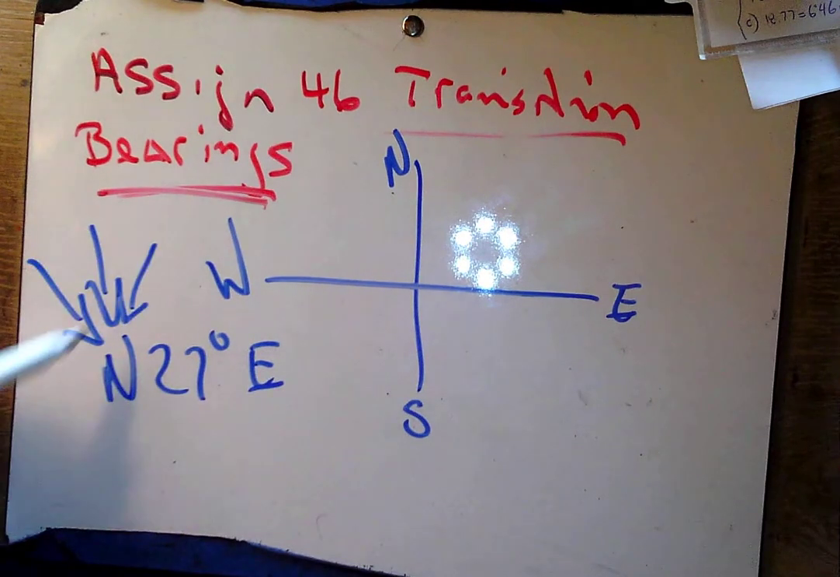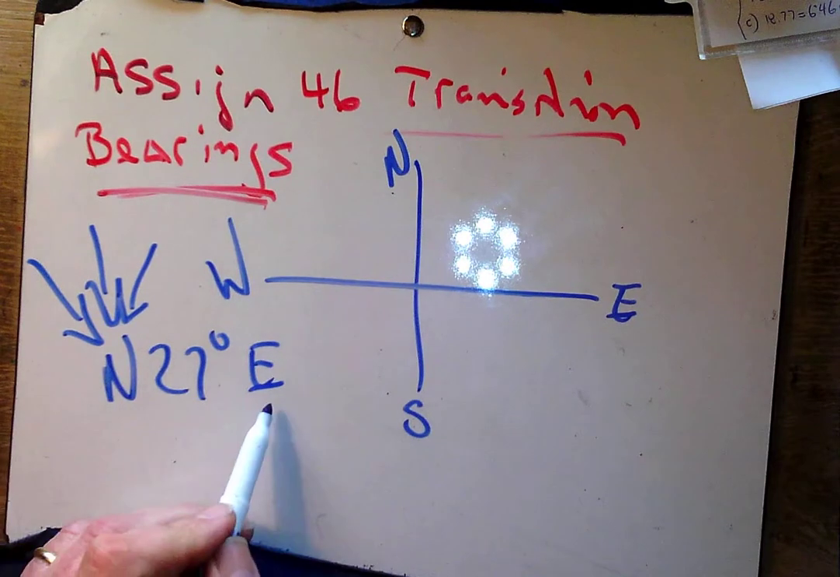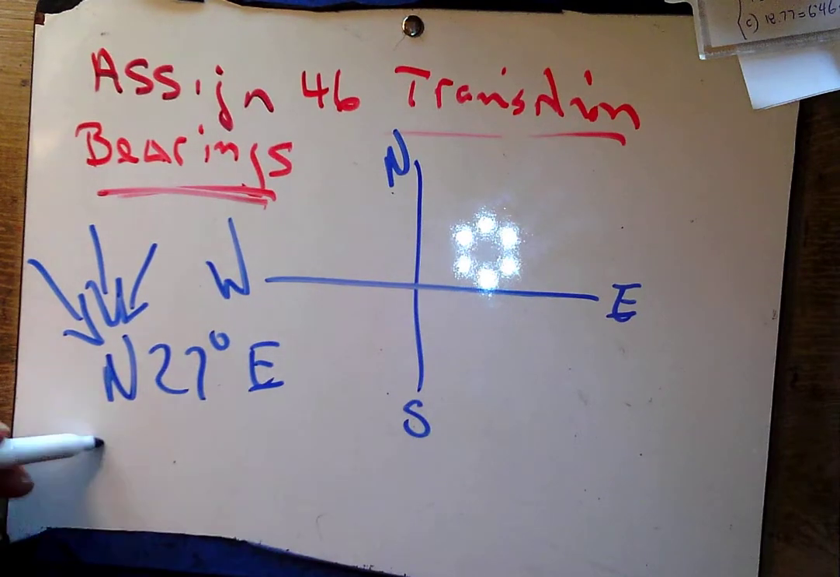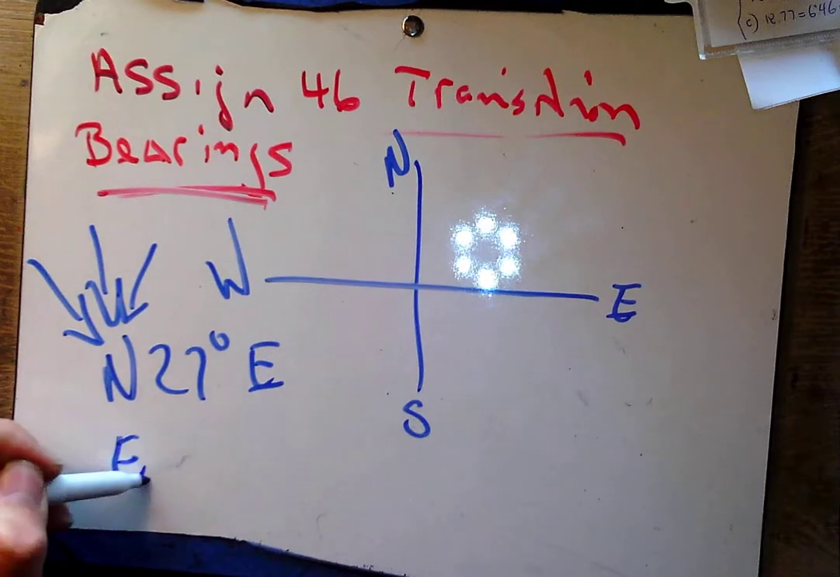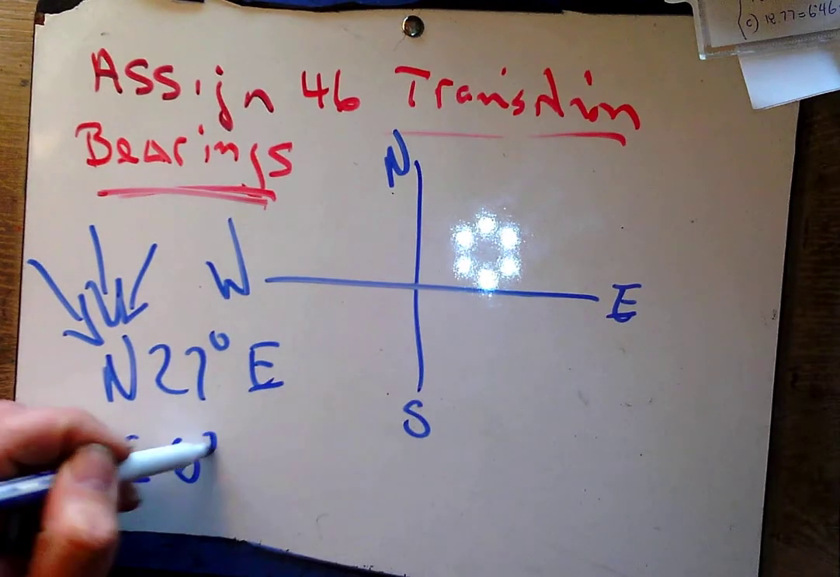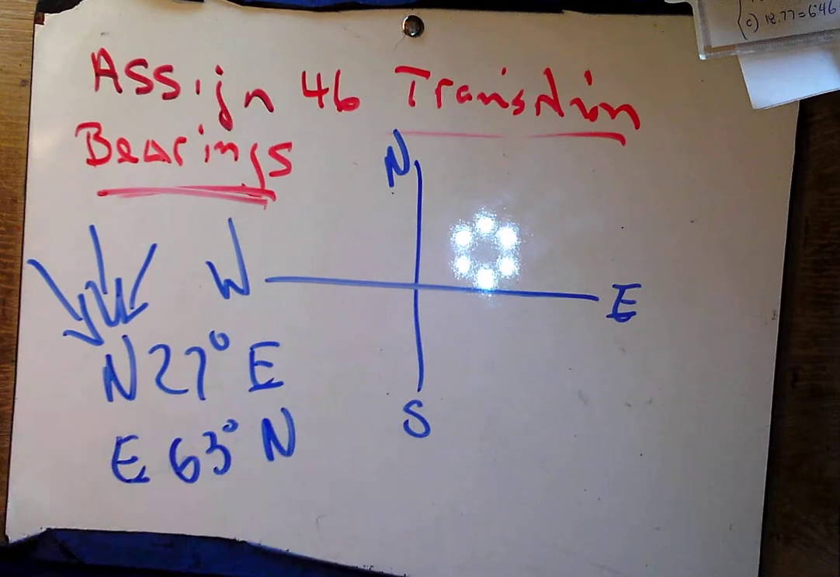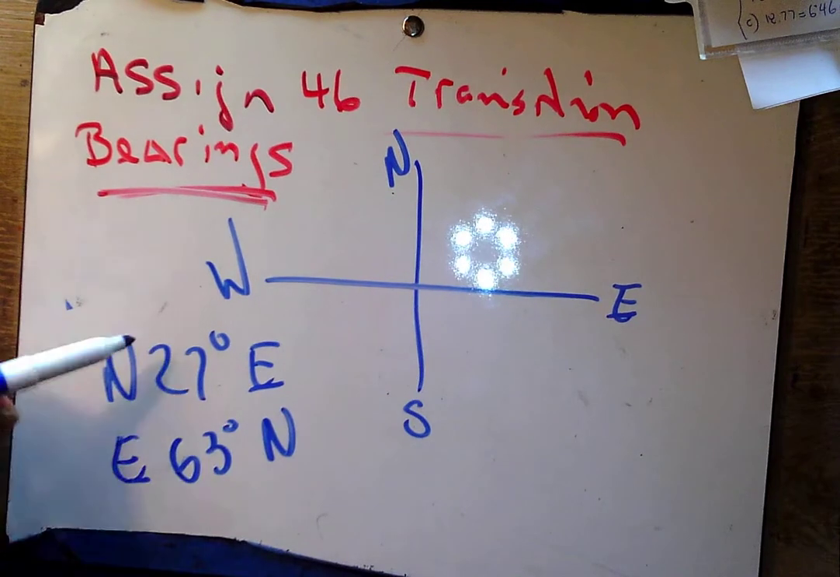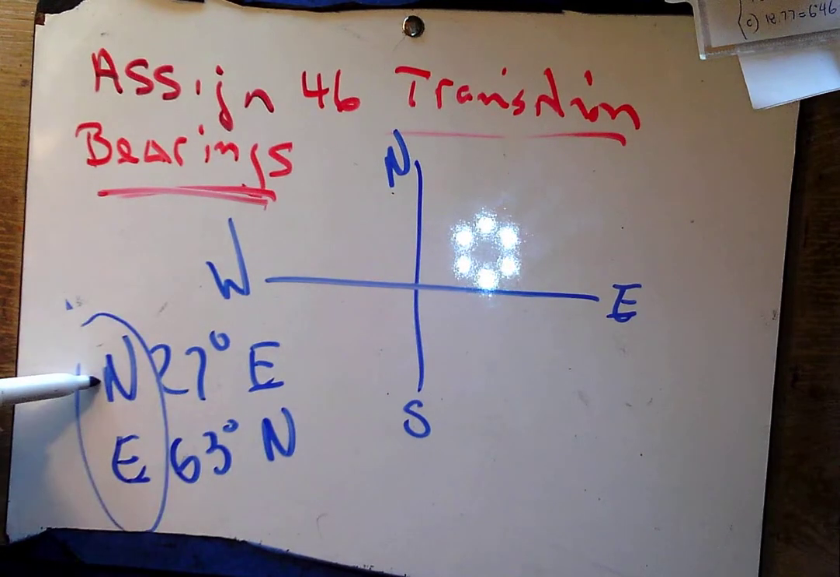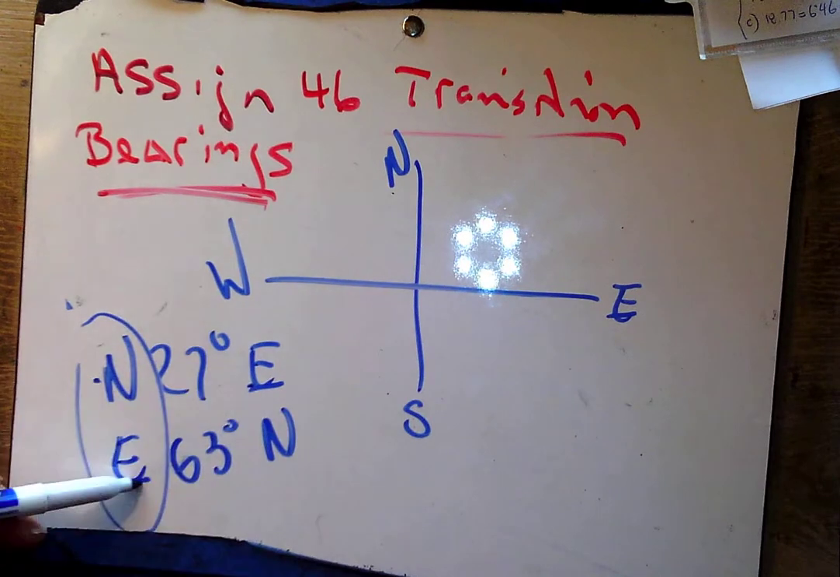Usually, we start with north or south and then have east or west. But I could write this same bearing as east 63 degrees north. What is this you're talking about? I'll get there, one second. So the convention is normally north or south, and then east or west. But we can run across it written in this form.